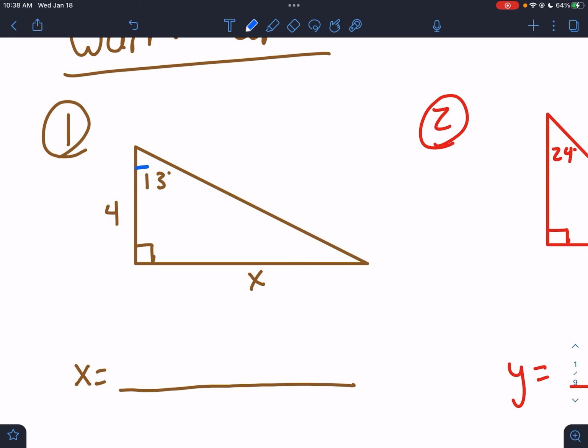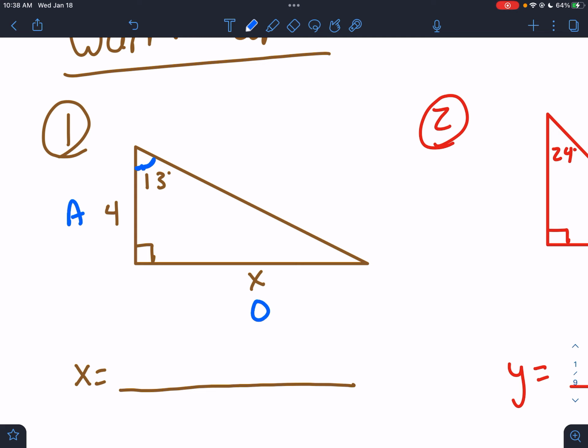We identify the angle we're going to work on. How many choices do we have? We have two choices. We could work on the 13 or we could work on this corner, the 77. You can pick either one, but don't choose the 90. We don't do trig with the 90-degree angle. So you can either do the 13 or the 77, but I would do the one they gave you. So in this case, we have 13 degrees.